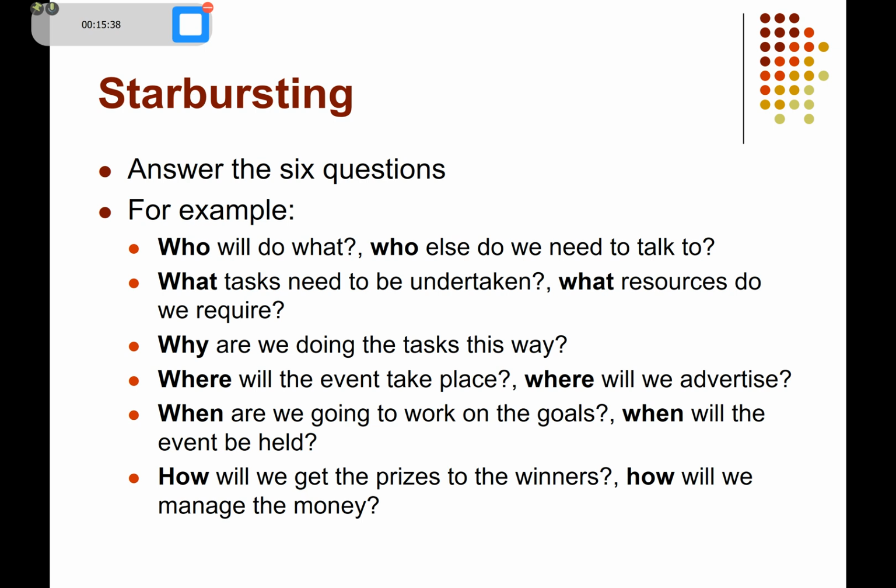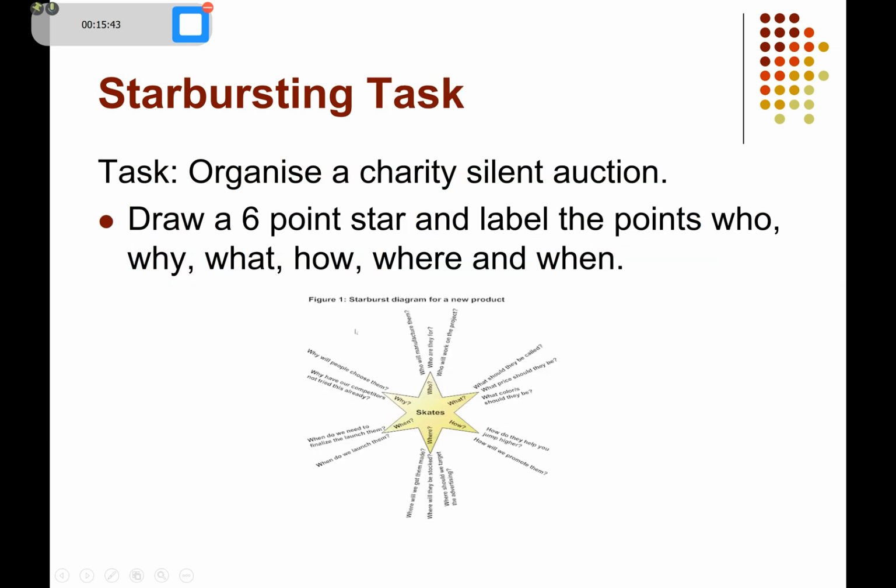So this is about, I think I said in a previous slide, a charity event or something like that. Starburst chart diagram for a new product. So we're looking at introducing, organise a charity silent auction. Okay, so you're going to organise a charity auction.